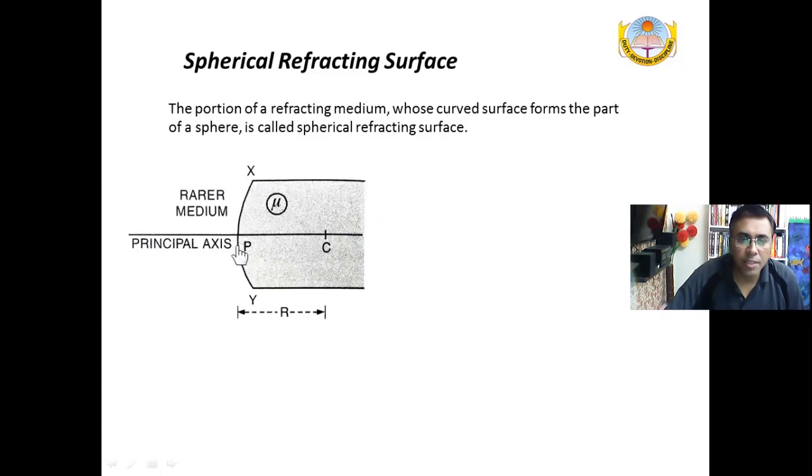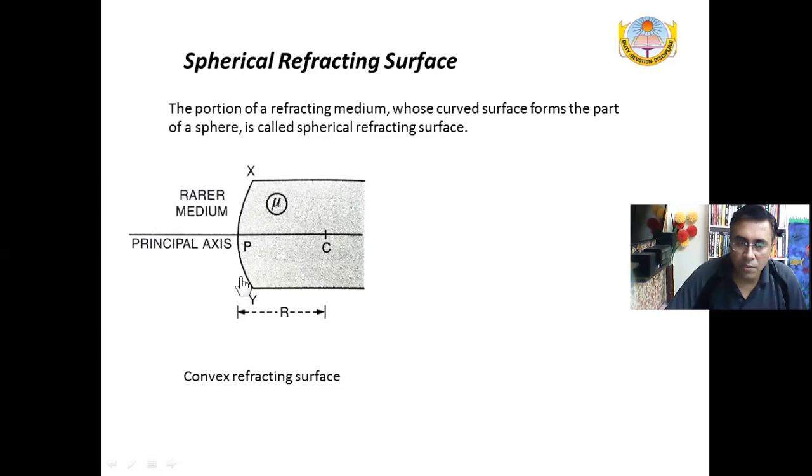Over here, this XY surface which you are seeing is a spherical refracting surface. This is a denser medium, say whose refractive index is mu. This denser medium could be anything. It could be glass, or any transparent medium. And this is kept in some rarer medium. Now this curved surface which you are seeing is the spherical refracting surface, and we call such a refracting surface a convex refracting surface, because as you can see, the bulge part is outside.